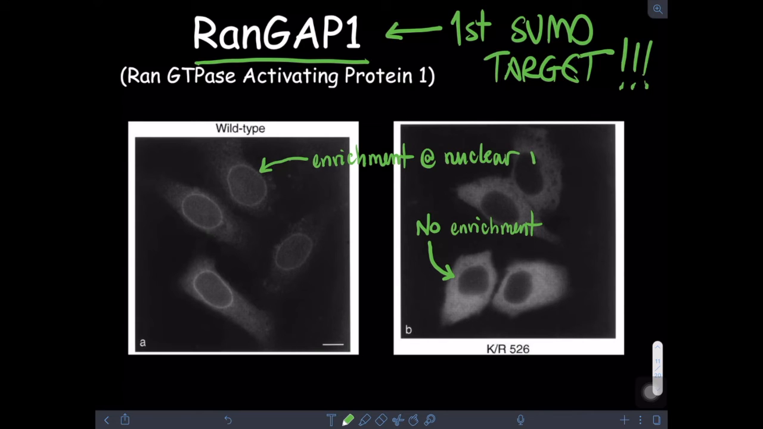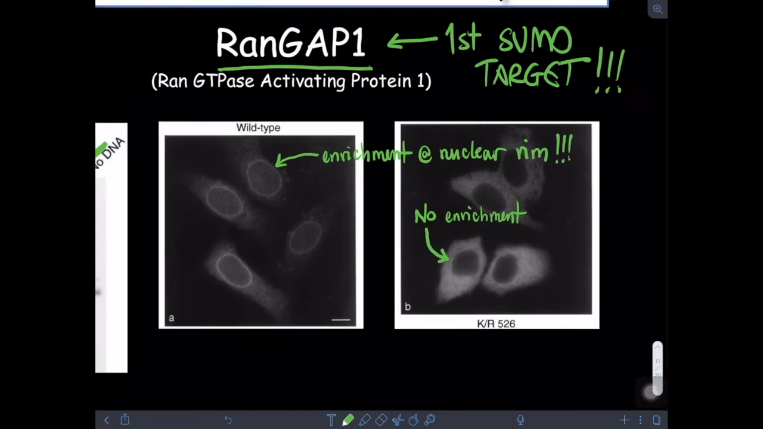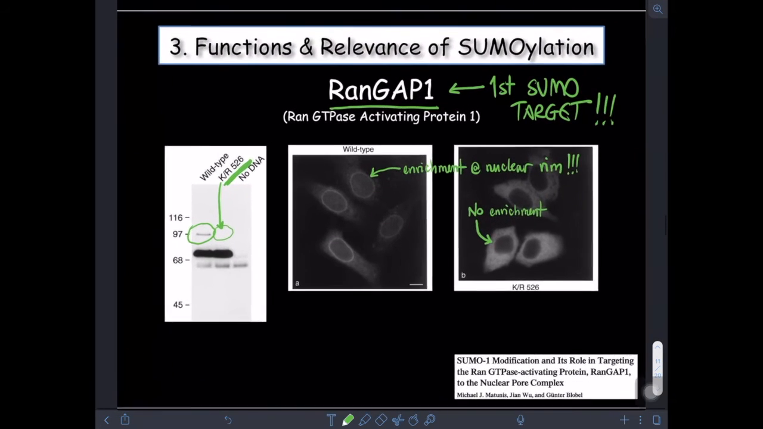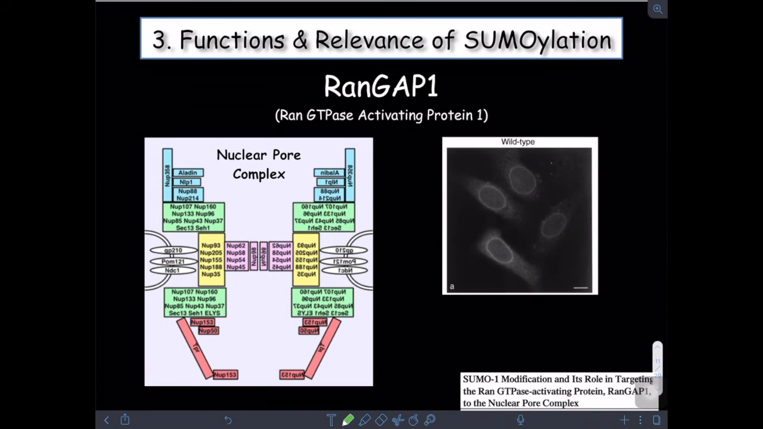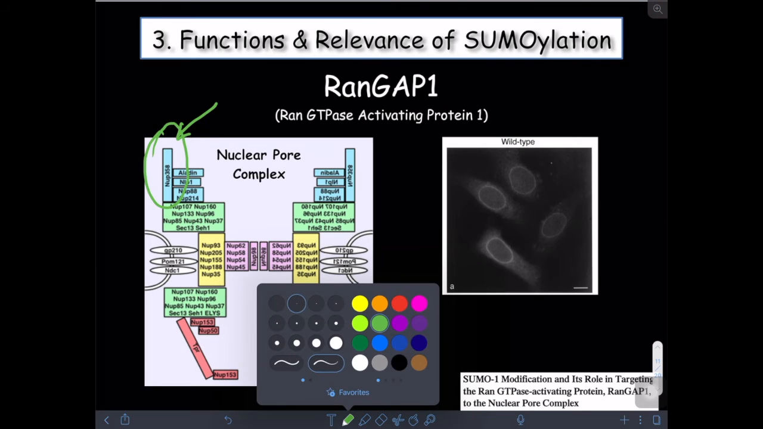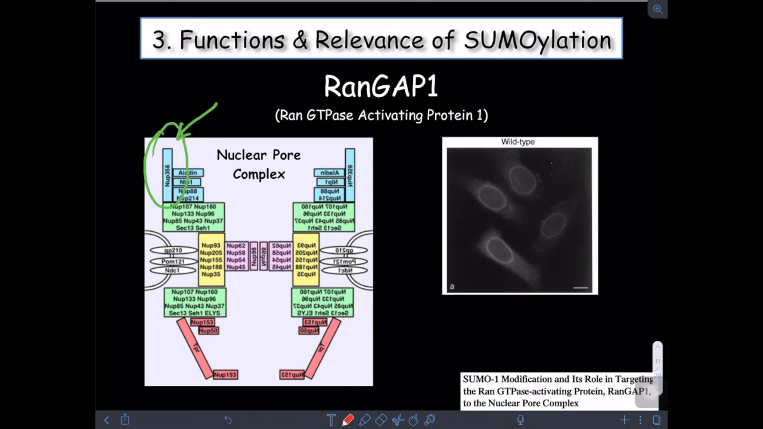Subsequent studies allowed the researchers to establish that the SUMOylated form of RAN-GAP established close interactions with one of the components of the nuclear pore complex, specifically with one known as NUP358. NUP meaning nucleoporin 358, also known as the RAN binding protein 2.